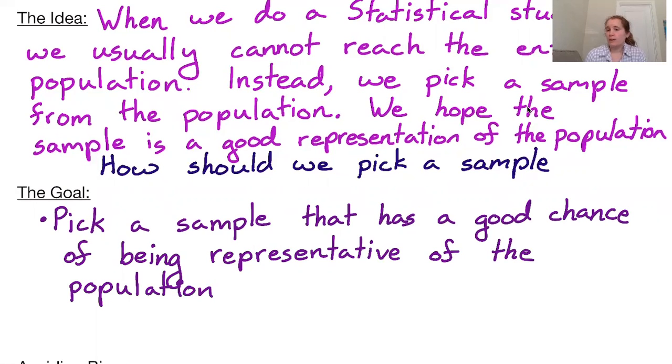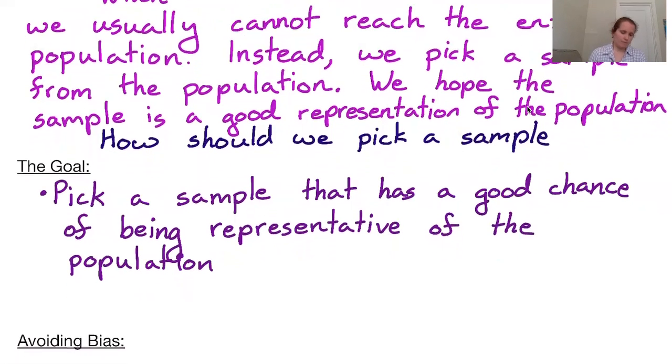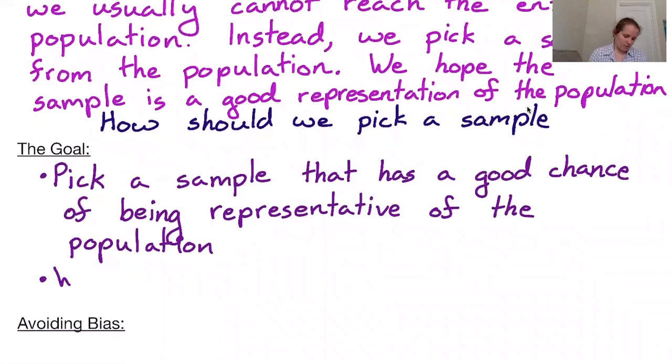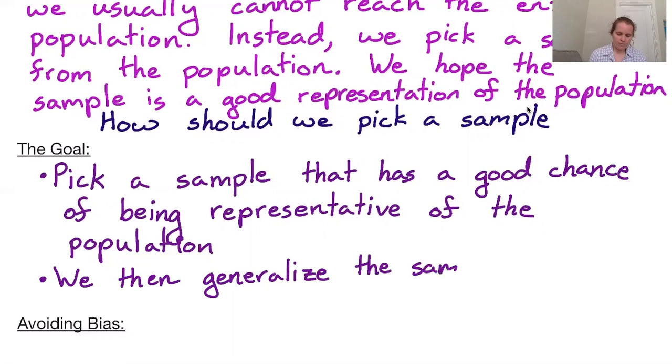And then once we have that sample, we hope it's a good representation of the population, then we can generalize the sample results to the population.